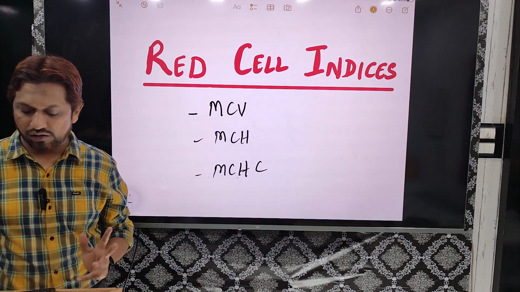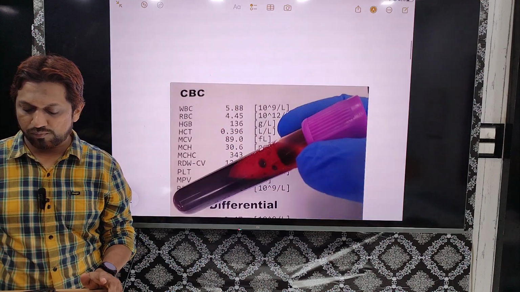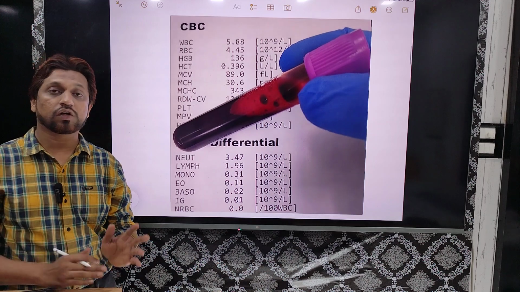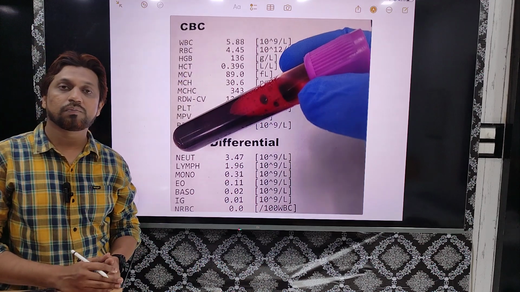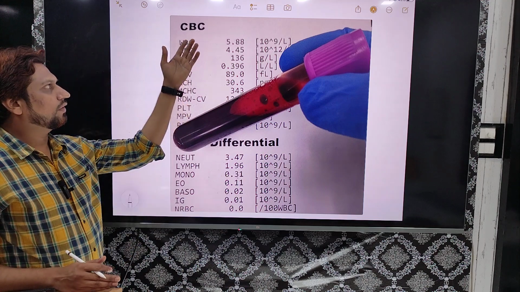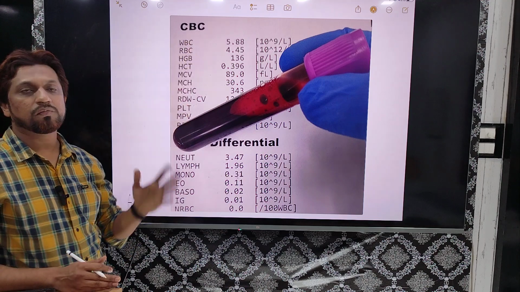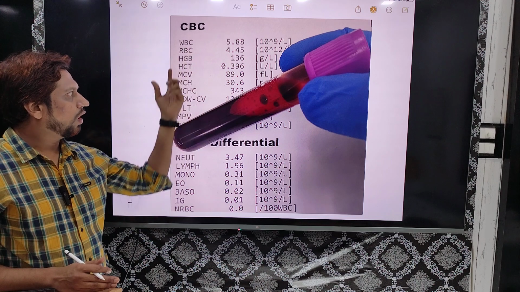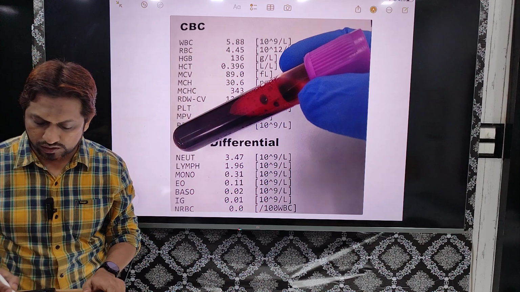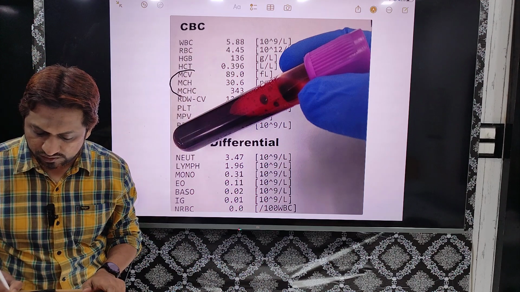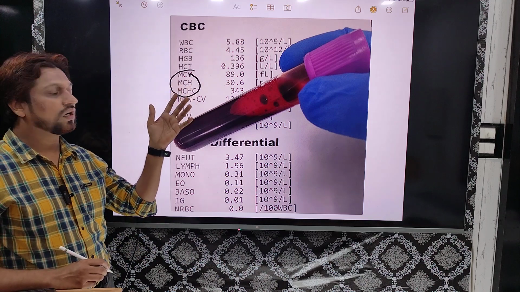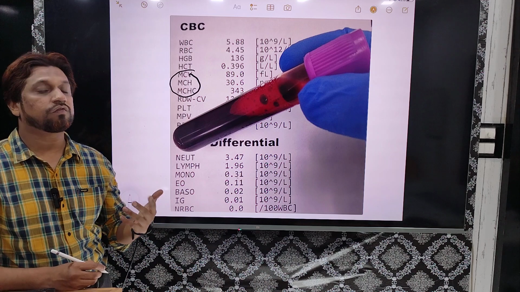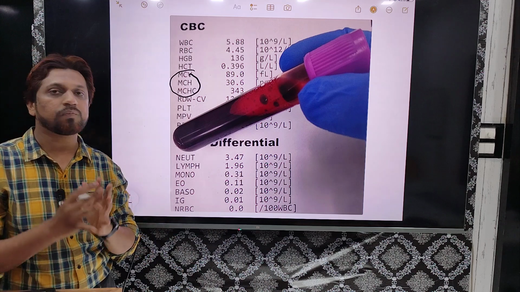Just to give you background, you might have seen a CBC report anytime for blood investigation. One of the commonest investigations sent is CBC, that is the complete blood count. In that there is an RBC count, WBC count and hemoglobin and other parameters too. Out of that we are going to discuss these three important topics: MCV, MCH and MCHC, what exactly it is and how it will help to classify the anemia and to diagnose which type of anemia.